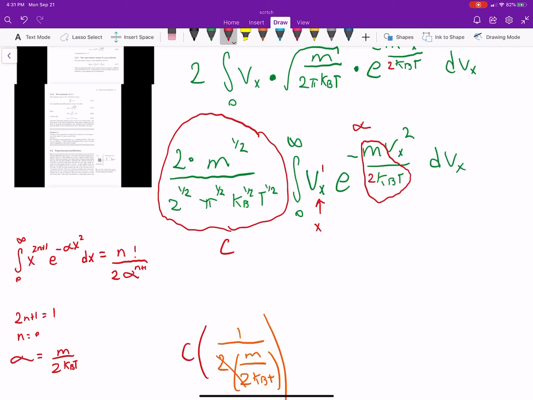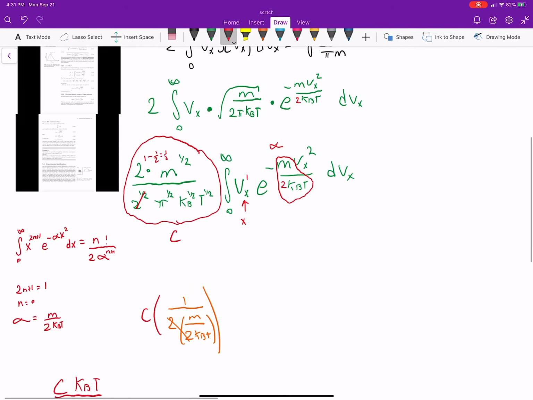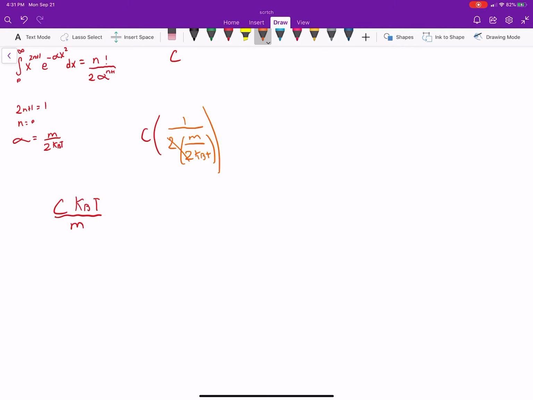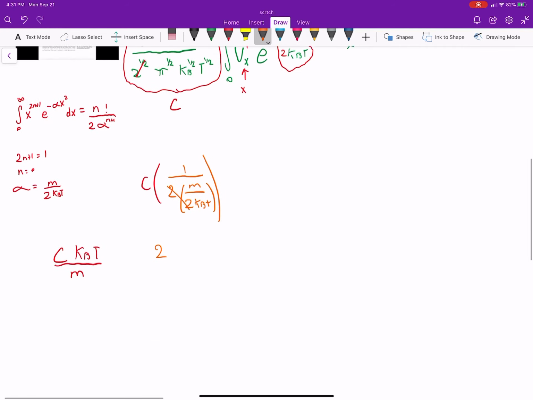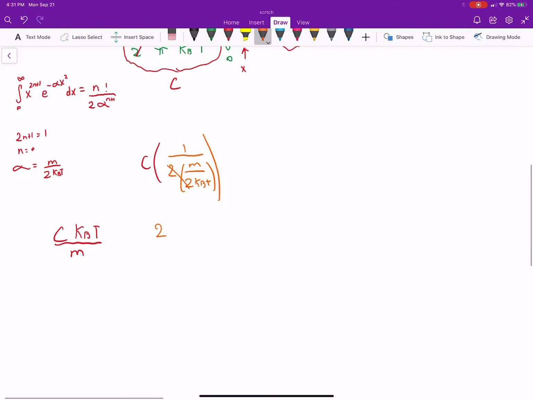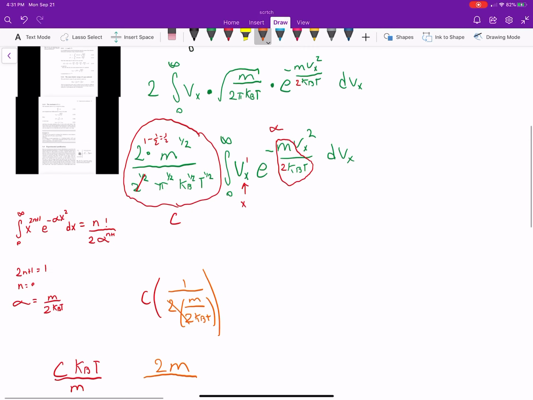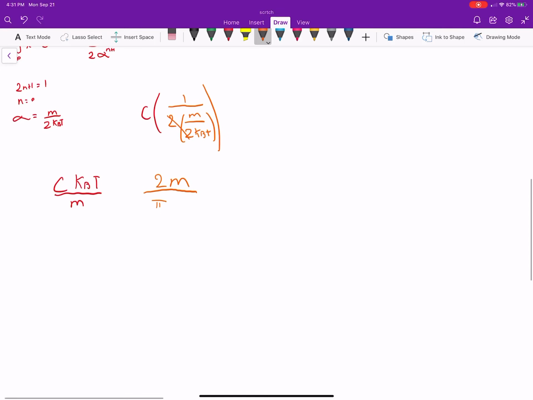And just real quick so we can see, this will drop with this. This is a 1, so this becomes 1 minus a half, which is 1/2. So that will go under the radical. That's why I wrote it that way. So we have 2m divided by pi kBT, and that's all the square root. So that's your C.